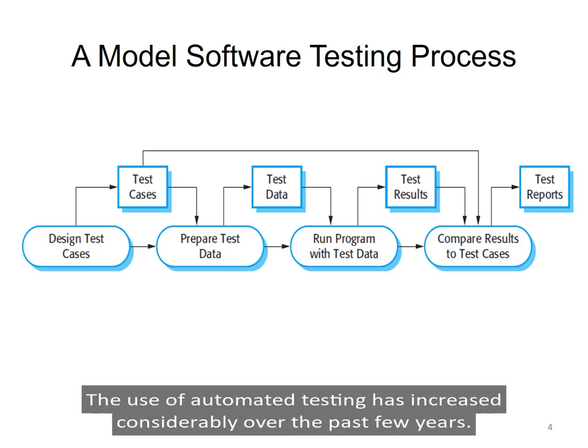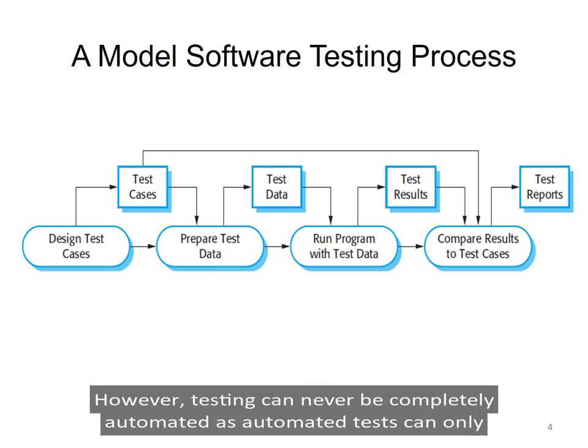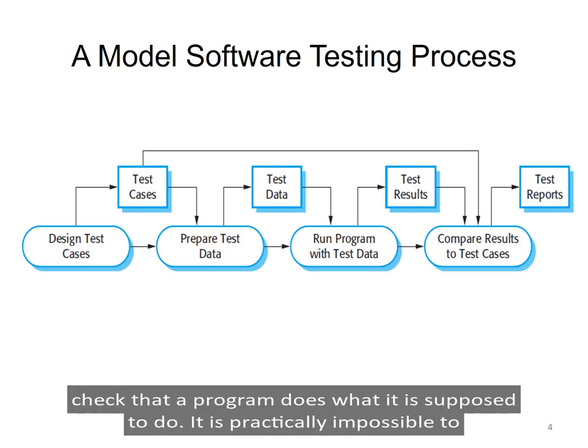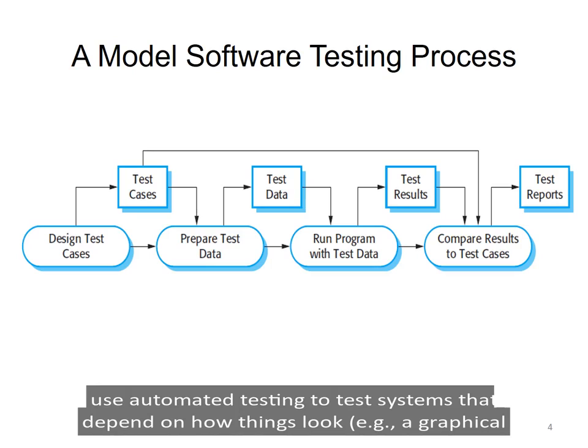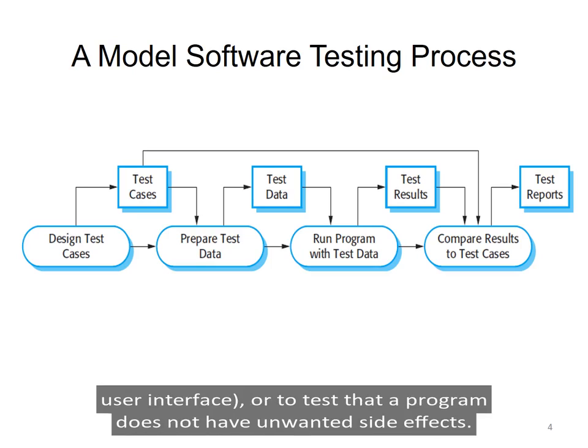The use of automated testing has increased considerably over the past few years. However, testing can never be completely automated, as automated testing can only check that a program does what it is supposed to do. It is practically impossible to use automated testing to test systems that depend on how things look, such as a graphical user interface, or to test that a program does not have unwanted side effects.